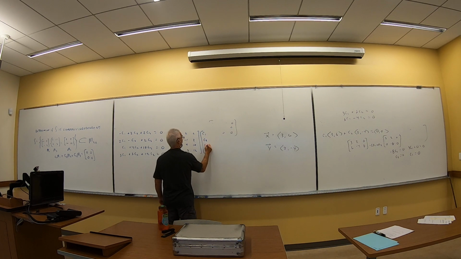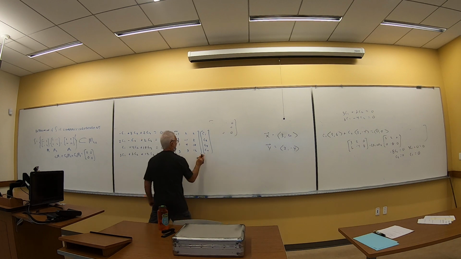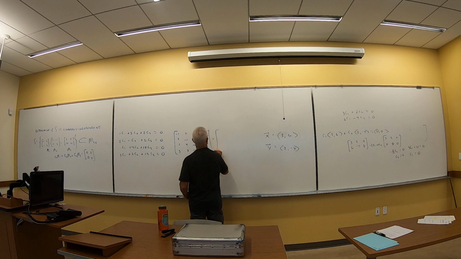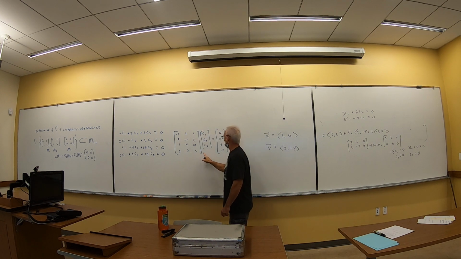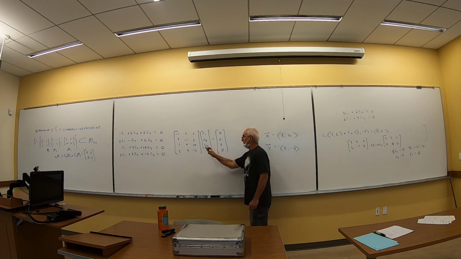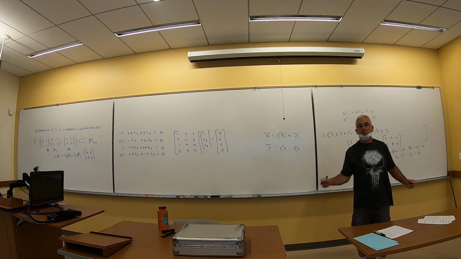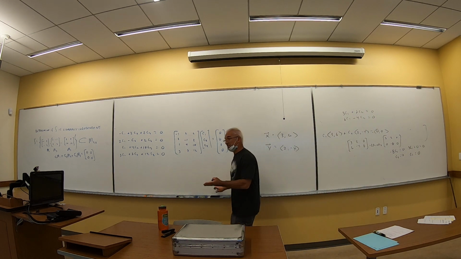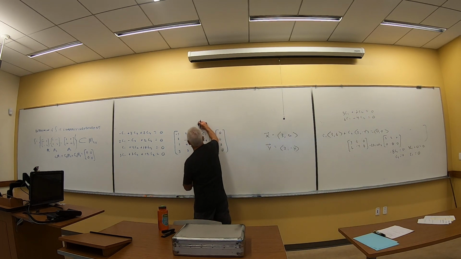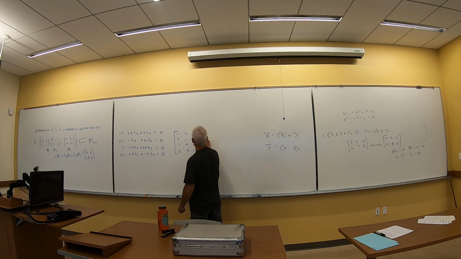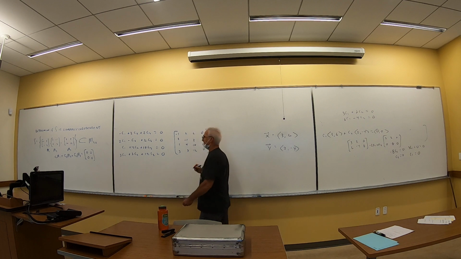times C1, C2, C3, and that equals 0, 0, 0, 0. Quick check, this is 4 by 3, 3 by 1, 4 by 1. This is what I'm solving, but I cannot use a determinant, I can't use an inverse. The only thing I can do is row operations. So since I'm going to do row operations, rather than write it as a matrix product, I'm just going to augment this with zeros. Everybody cool with that?